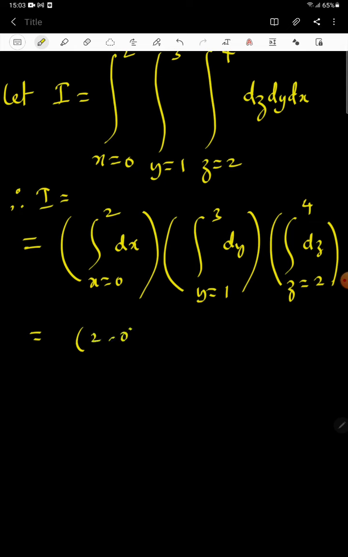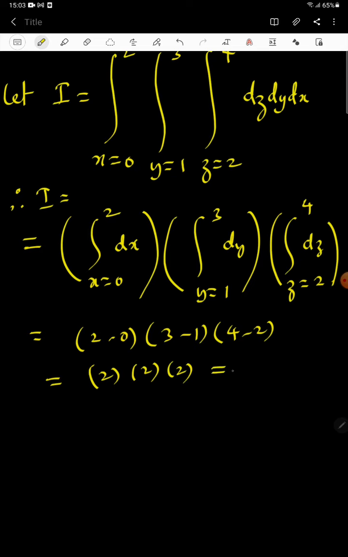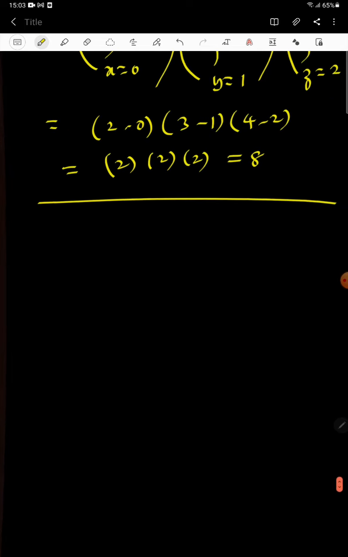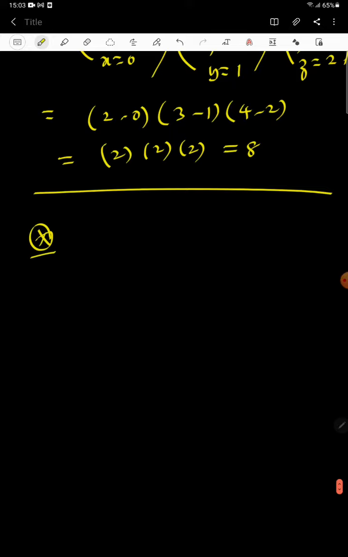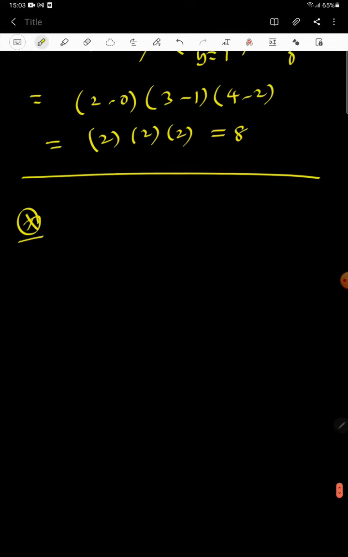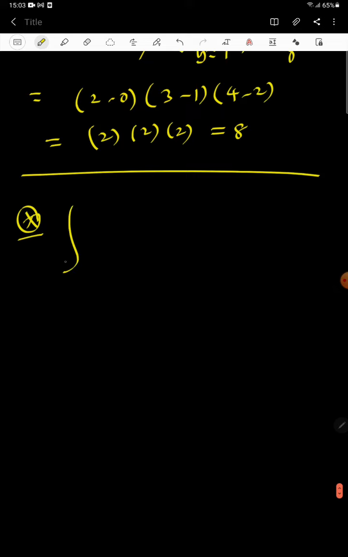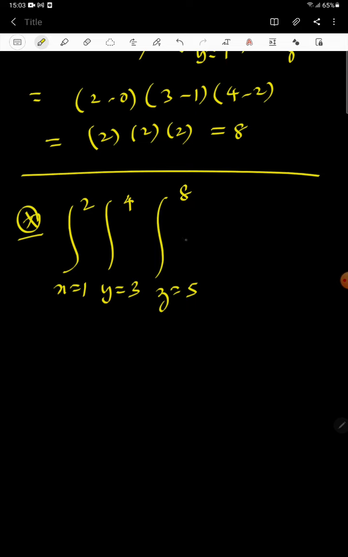So it is 2 minus 0 into 3 minus 1 into 4 minus 2. That result comes very simple, 2 into 2 into 2, that's equal to 8. Now we can use this concept also if there are more number of terms inside that integral. Suppose the integral is x is equal to 1 to 2, y is equal to 3 to 4, z is equal to 5 to 8, xy plus x square z.